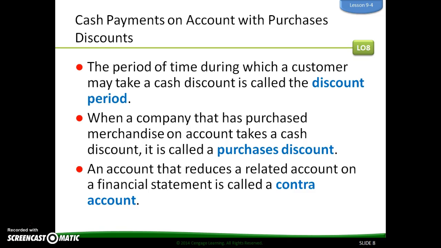All right, so as we transition now and start thinking about paying for things on account where I'm going to receive a discount, a purchase discount for paying early. So the period of time that you can actually take advantage of these cash discounts, it's called the discount period. I know you're shocked by that. And when a company that buys merchandise decides to have that cash discount, it's called a purchase discount. And the account that reduces a related account on a financial statement, we call these contra accounts. And you're going to see an example of it really quick here.